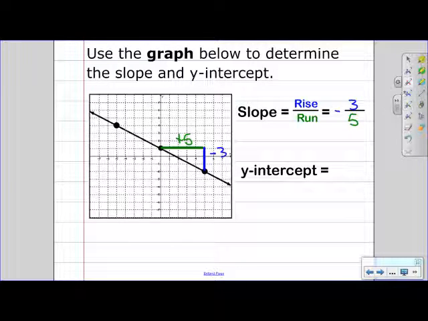And now for the y-intercept. The y-intercept is where the line crosses the y-axis, which is here. And so that point's location is 0, 1.